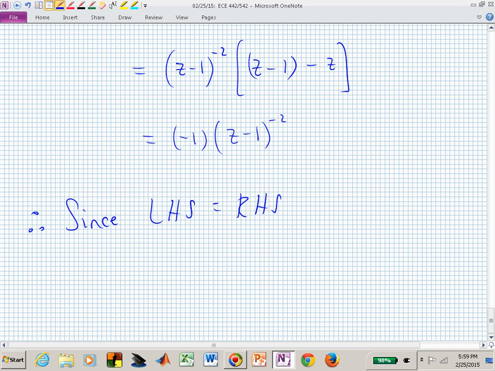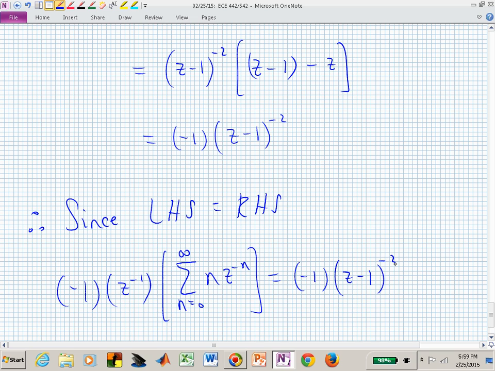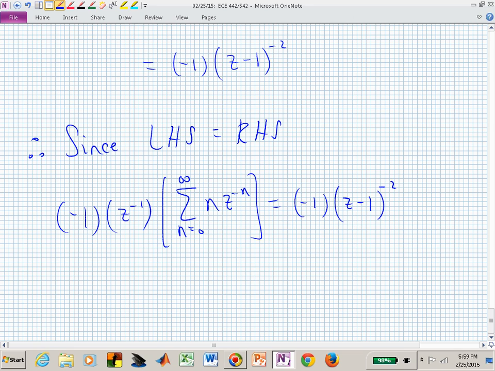I can now put those equal to each other. The left-hand side was minus 1 z to the minus 1 times this sum from n equals 0 to infinity of n z to the minus n, and that's equal now to minus 1 z minus 1 to the minus 2. The negative signs cancel. I can multiply both sides through by z. I can put the z minus 1 in the basement, squaring it, and I now have the result that I was looking for.